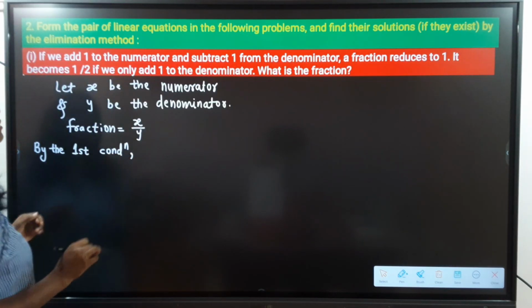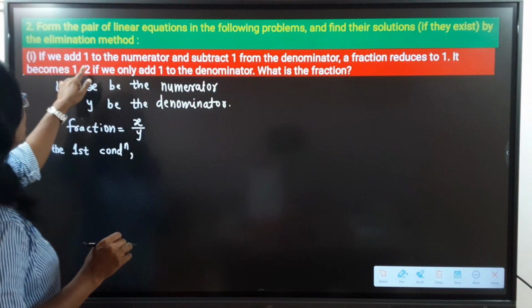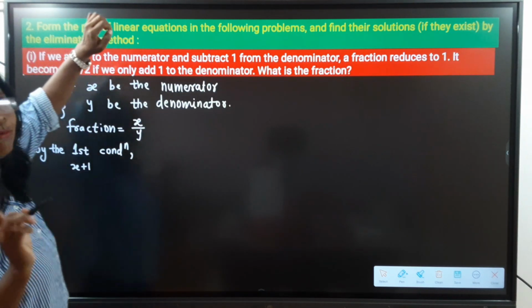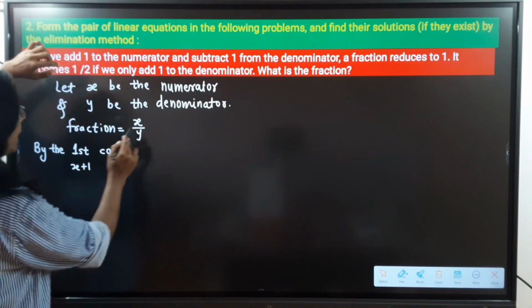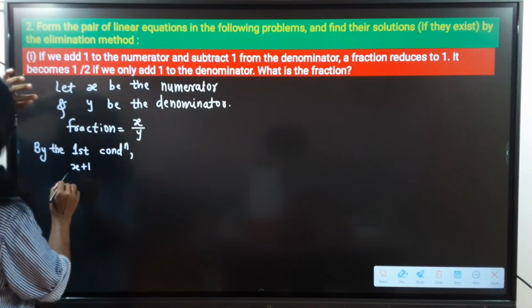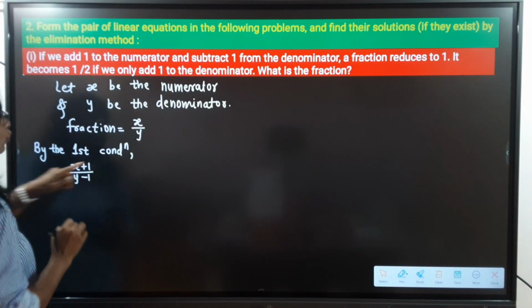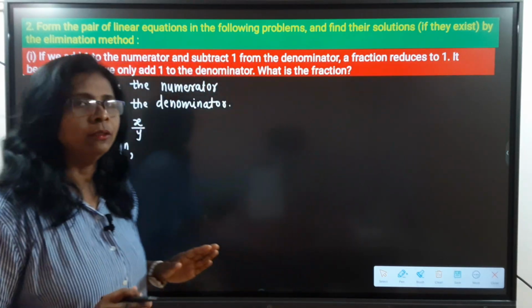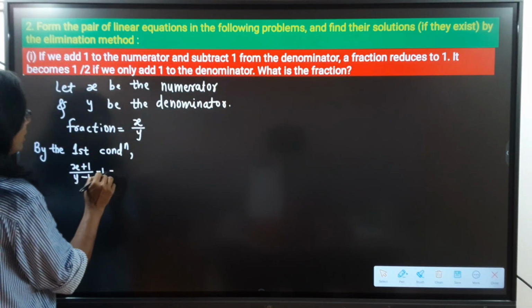So now here students, the first condition says that if we add 1 to the numerator, okay, we add 1 to the numerator. So I add the 1 in this numerator, so it becomes x plus 1, and subtract 1 from the denominator. So I subtract here this denominator by 1. Then a fraction reduces to 1. The fraction reduces to 1.